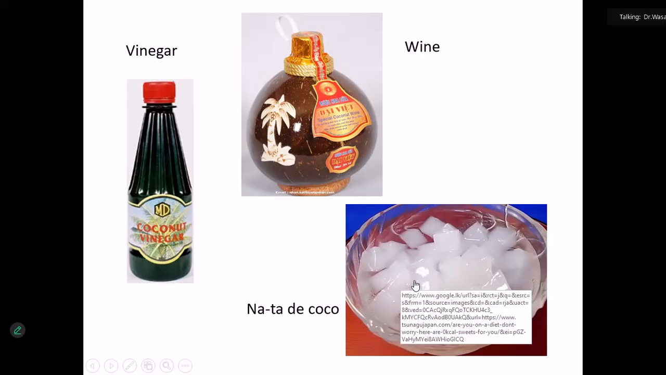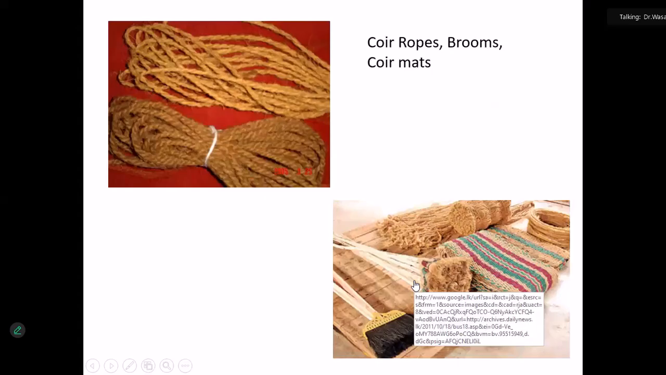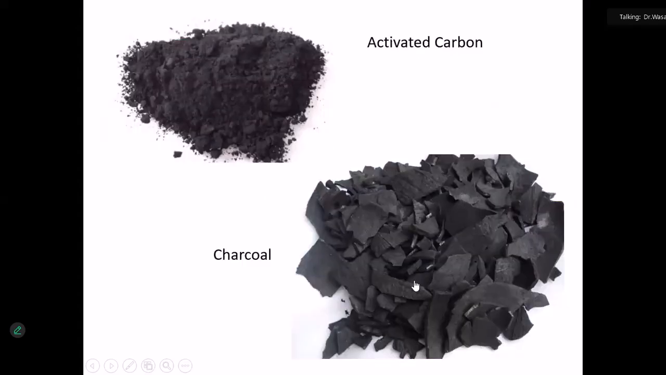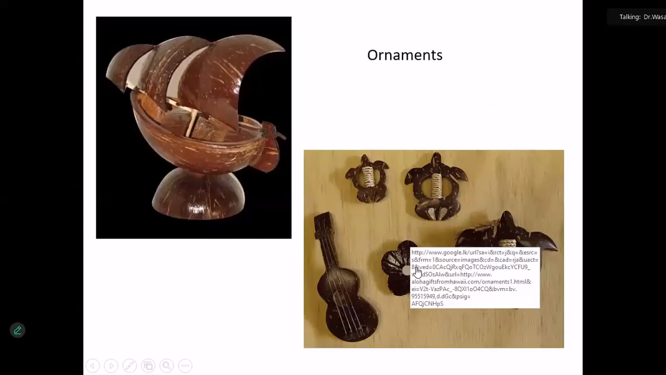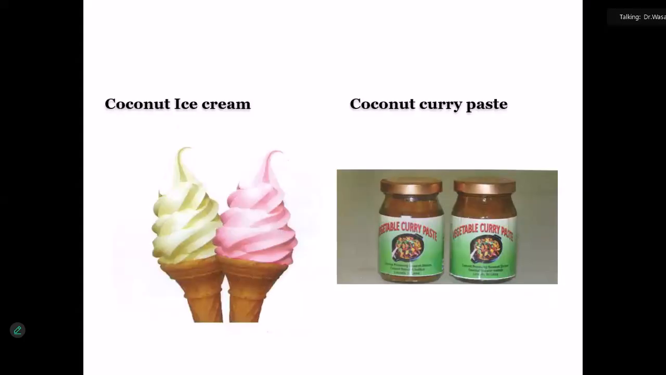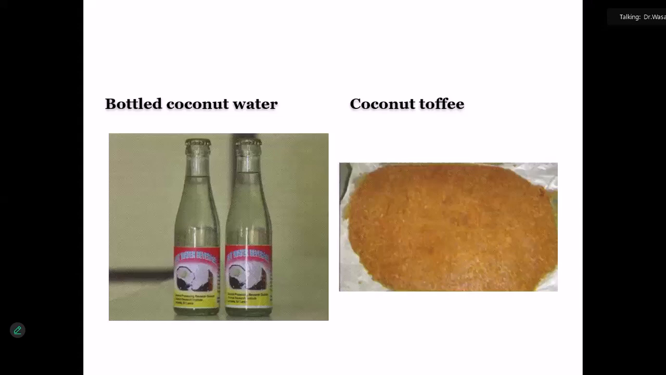Even without putting any inoculum. With cow milk or buffalo milk you can make curd. From coconut milk, you can prepare nata de coco. That's a dessert. Then these are the fiber products: ropes, brooms, coir mats. These are the shell products: activated carbon, coconut charcoal, ornaments. These are the food items: paste and ice cream.